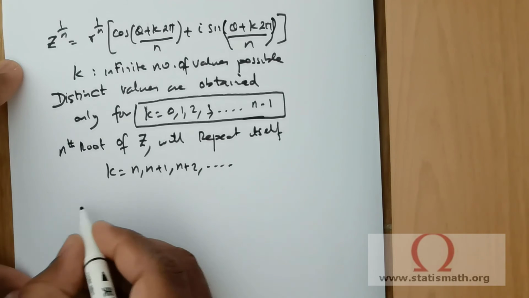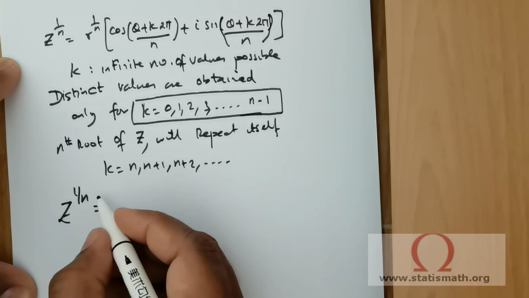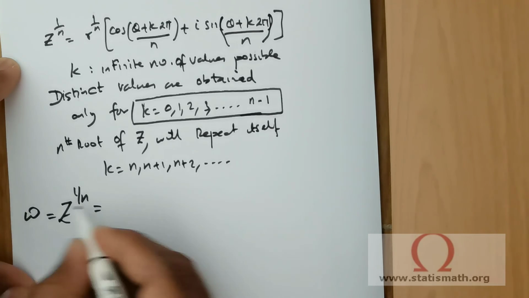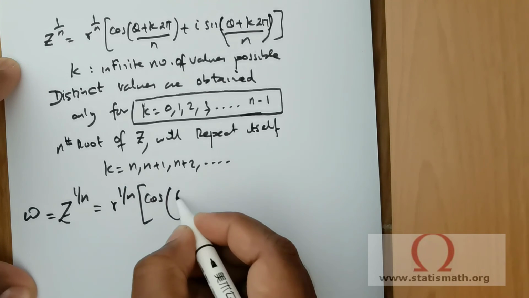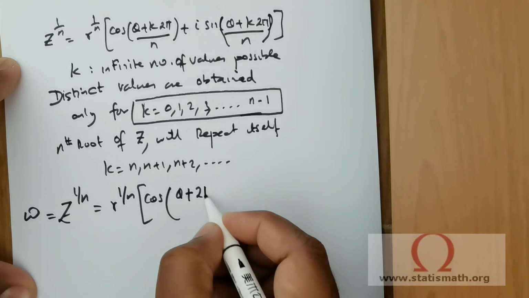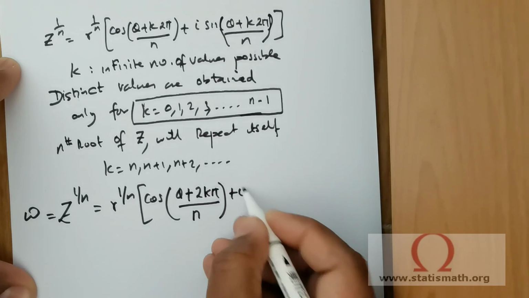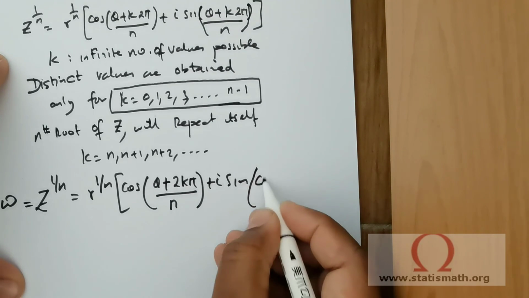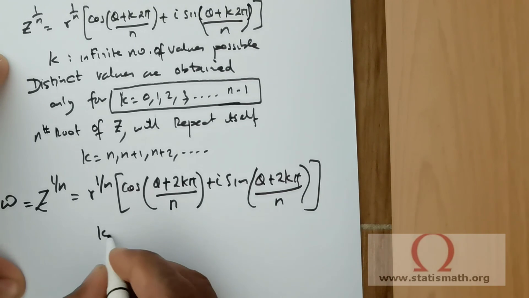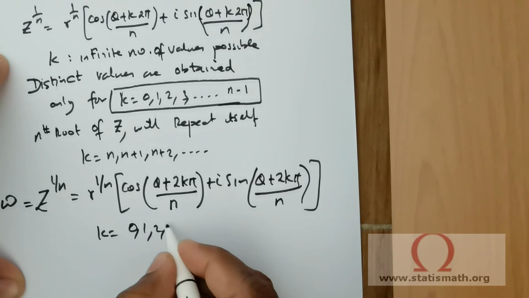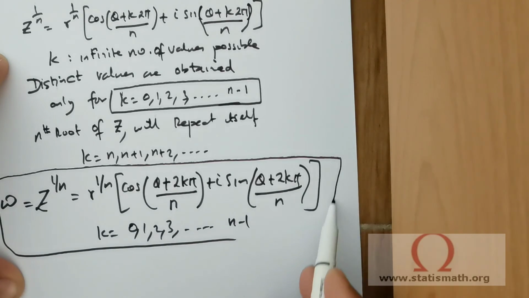So finally the nth root of the complex number is given as z raised to the power 1 over n, or you can write simply omega equal to r raised to the power 1 over n of cos of theta plus 2k pi divided by n plus i times sine of theta plus 2k pi divided by n, where the values of k are 0, 1, 2, 3 up to n minus 1. So this will be the final solution.